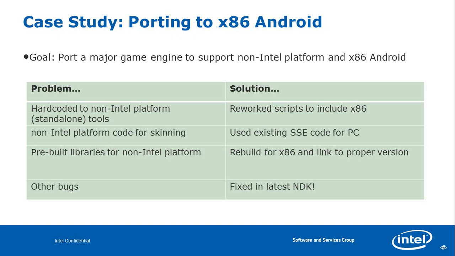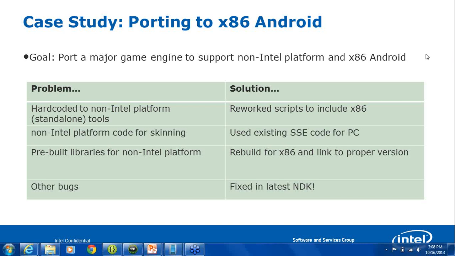So how did we overcome this problem? We had to rework the scripts to include the x86 support. That was how we overcame this problem of hard coding for non-Intel platform. And there was also non-Intel platform code for skinning. I would call it a major problem. So how did we overcome this? Using the solution of the existing SSE code.